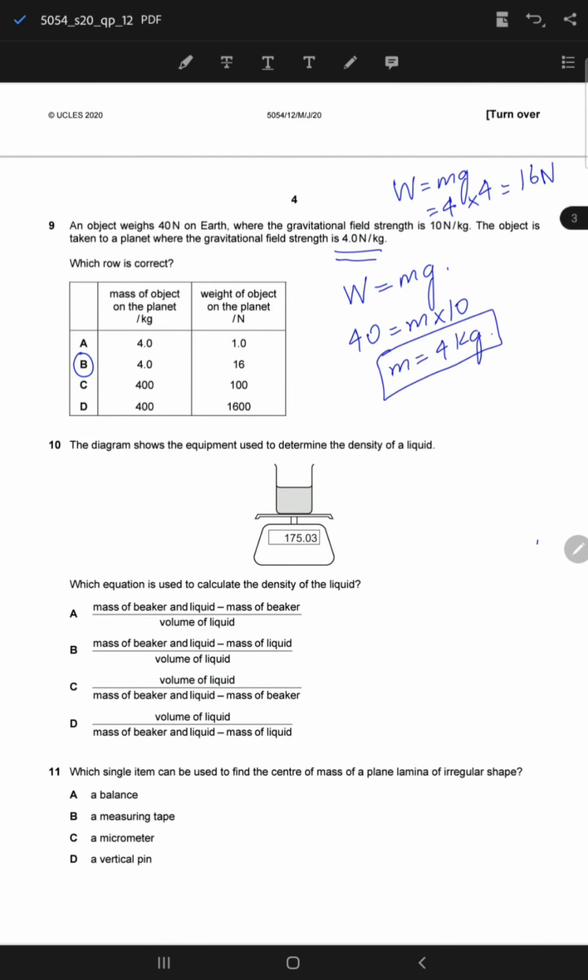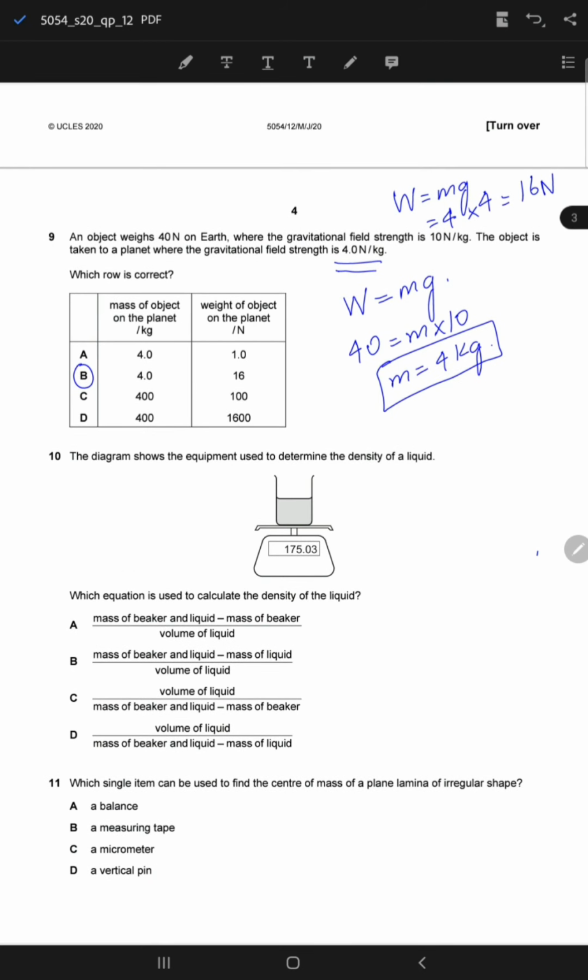Moving on. This question is about density, right? The diagram shows the equipment used to determine the density of a liquid. Which equation is used to calculate the density of the liquid? In order to find the density of the liquid, you should have the mass of the liquid and the volume of the liquid.